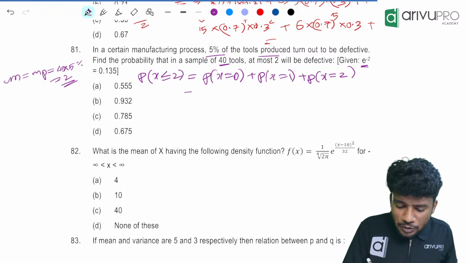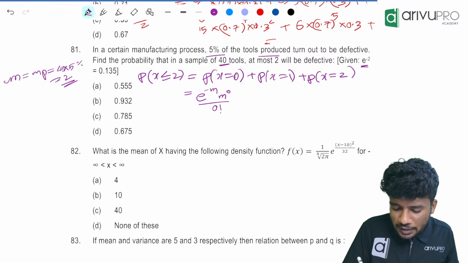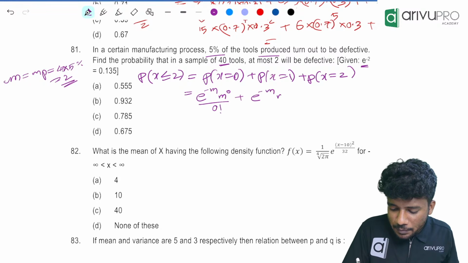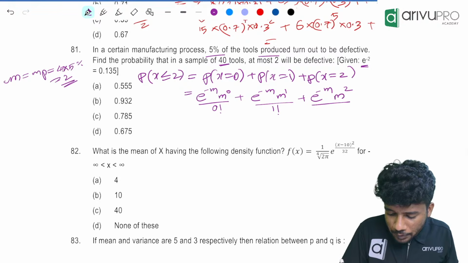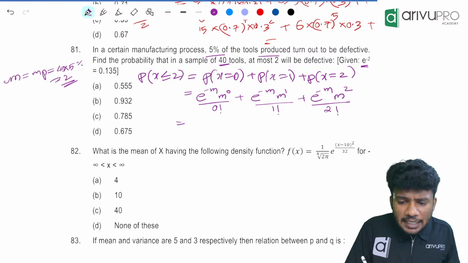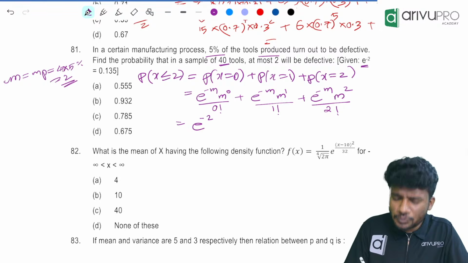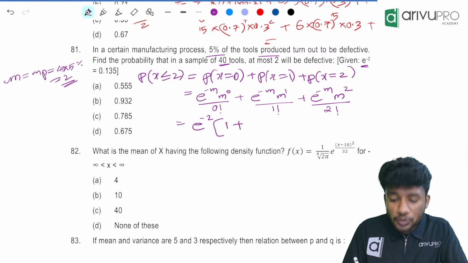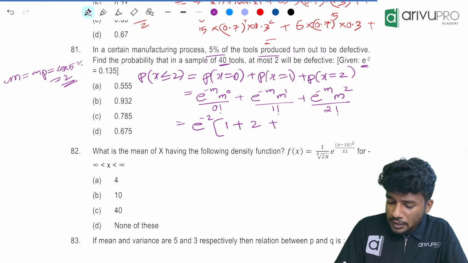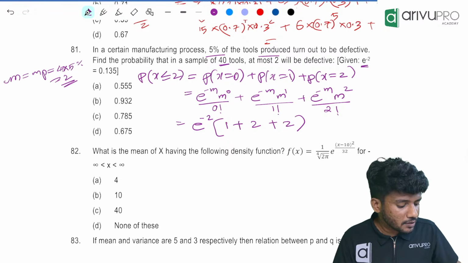Now p of x is equal to 0, how will you write? E raised to minus m raised to 0 divided by 0 factorial plus e raised to minus m raised to 1 divided by 1 factorial plus e raised to minus m raised to what? 2 divided by 2 factorial. Now I can take e raised to minus m common throughout, right? So it will become e raised to minus 2 because m is 2 into first one is 1 plus 2 divided by 1 factorial is 2. Then 2 square by 2 is how much? 2. Take your calculator, get me the answer.